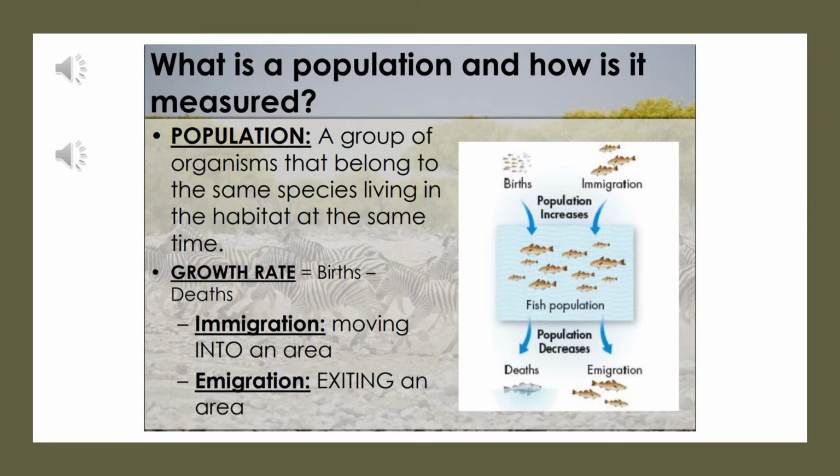What is a population and how is it measured? A population is a group of organisms that belong to the same species living in the same habitat at the same time. All the individuals of a single species that inhabit a particular area make up a population. All the black bears living in Cook Forest in Pennsylvania make up a single population.